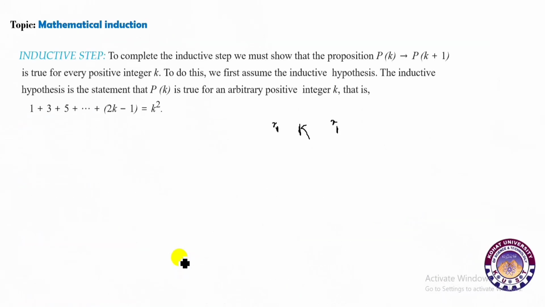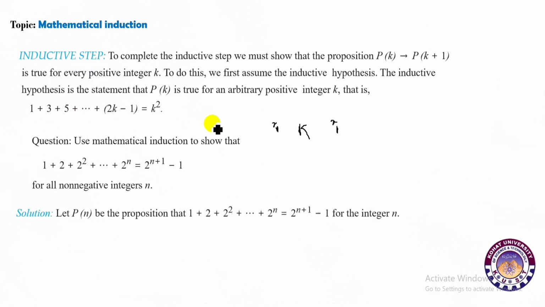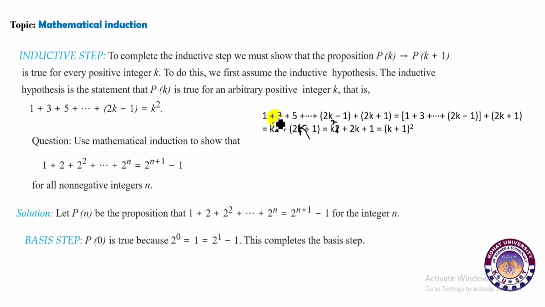In inductive step we suppose that the given proposition is true for n is equal to k, that is 1 plus 3 plus 5 up to 2k minus 1 is equal to k square, and we need to prove this for n is equal to k plus 1. For this, 1 plus 3 plus 5 plus up to 2k minus 1 plus 2k plus 1, as 1 plus 3 plus 5 up to 2k minus 1 by assumption is k square, plus 2k plus 1.